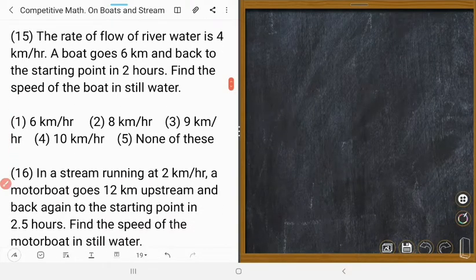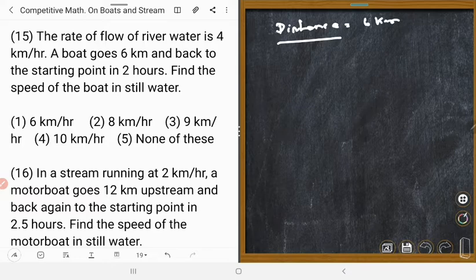Next one is question number 15. The rate of the flow of river water is 4 km per hour. A boat goes 6 km and back to the starting point in 2 hours. So find the speed of the boat in still water. Look at the blackboard. Distance is equal to 6 km. Could you understand?